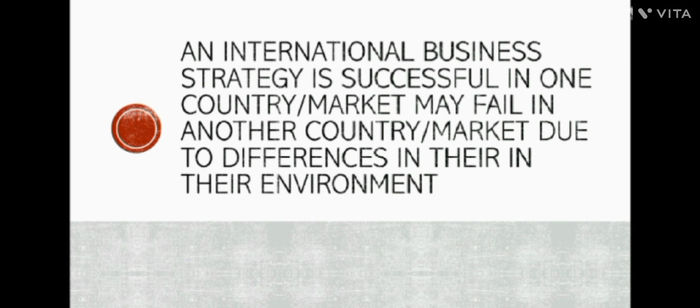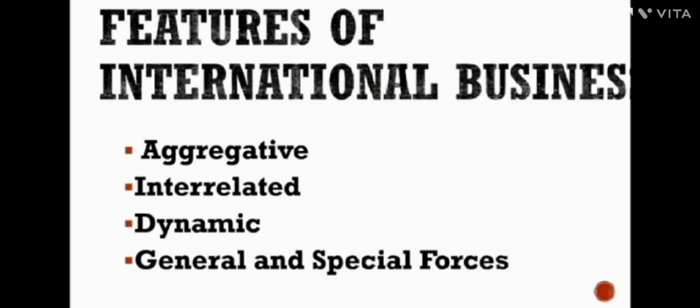So let's move further. The next concept is features of international business. So what are the different features of international business? The first is aggregative. Now what is aggregative? Aggregate means total. So the international business environment is a total of all factors. Those factors can be internal, within a business organization, or external, outside the business organization. So it is aggregative, it contains all internal and external factors.